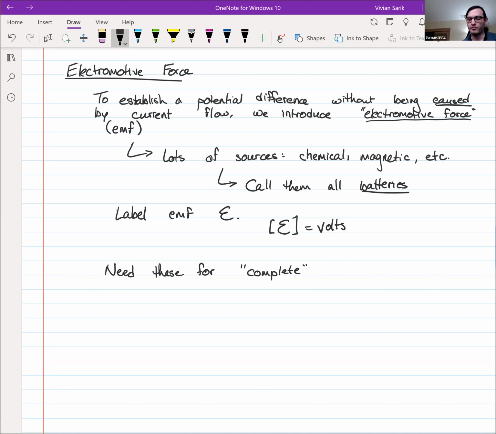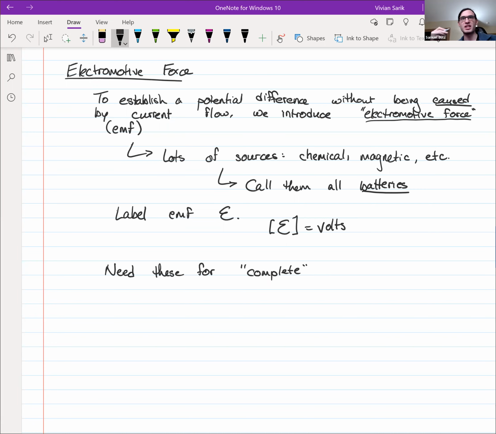And the reason why we need an EMF or a battery is so that when the charges go around a circuit, they can be reused. So let's say that you have charge going from one end of a loop to the other end of the loop. Eventually it will get back to where it started. But if there's no source of EMF, then the potential that it will have when it gets back to where it started will be lower, because we'll have passed through resistors and things like that.